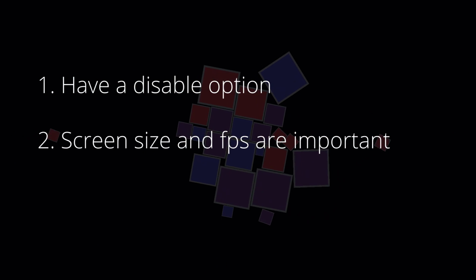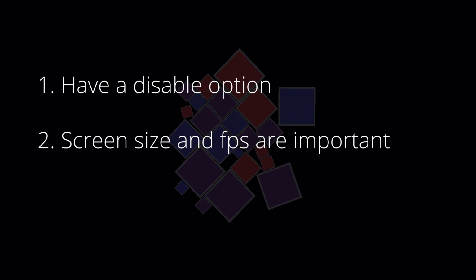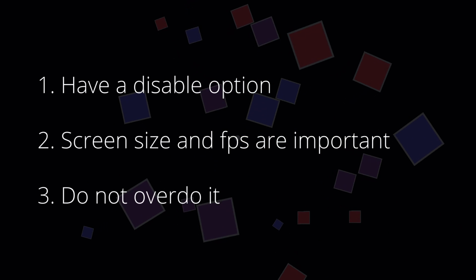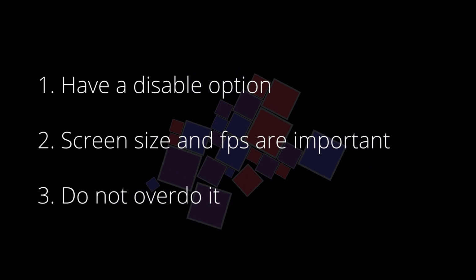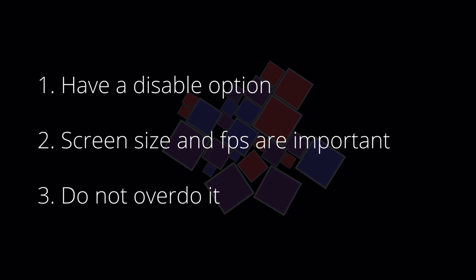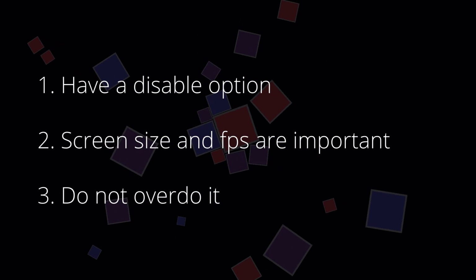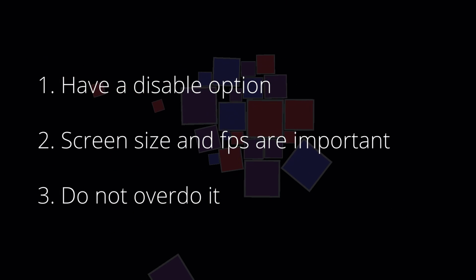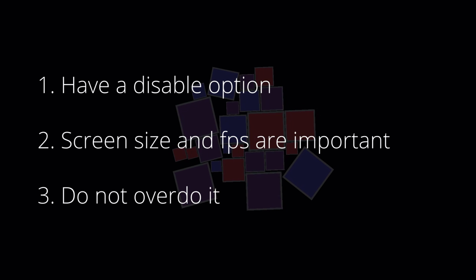The final tip is the one you hear every time someone talks about camera shake. Do not overdo it. Shake is a powerful but disrupting effect. Use it responsibly. If you have a shake as a response to some actions which happen often, the shake should become unnoticeable unless you deliberately try to spot it.